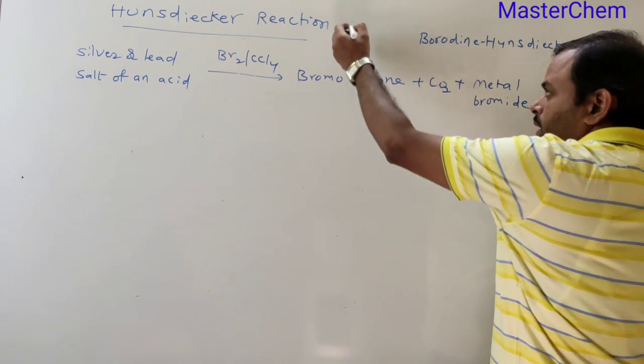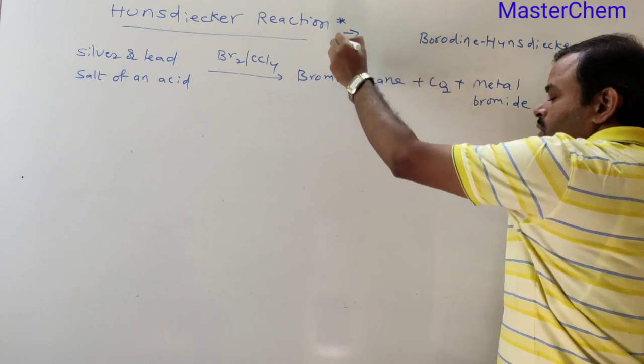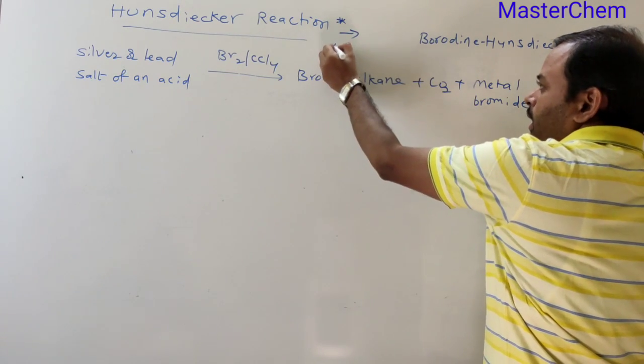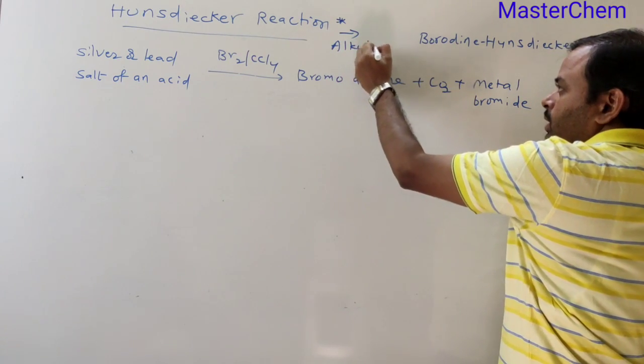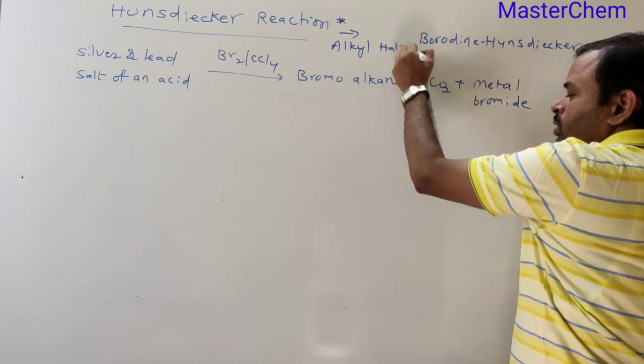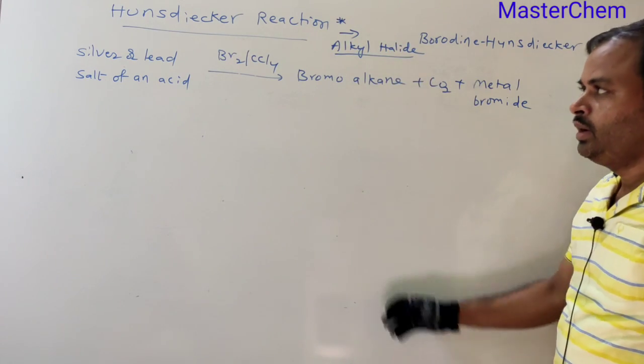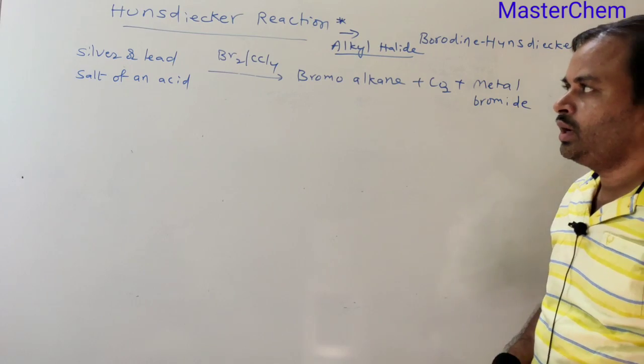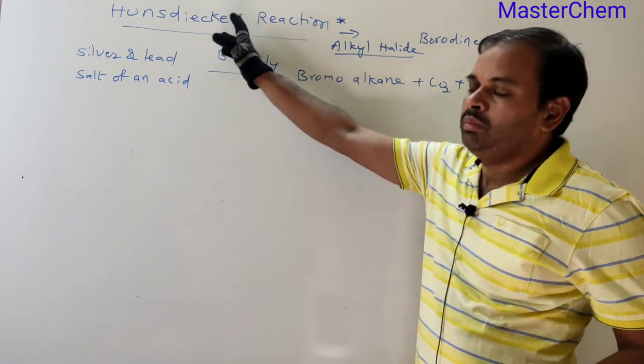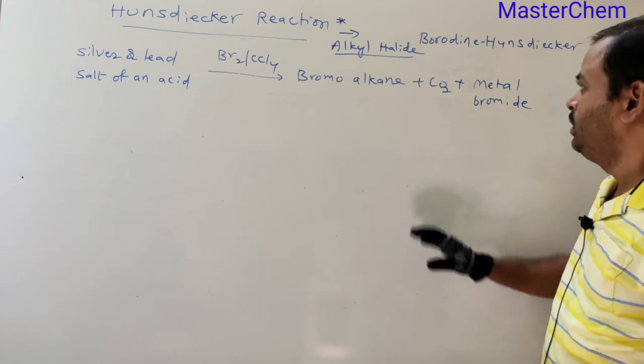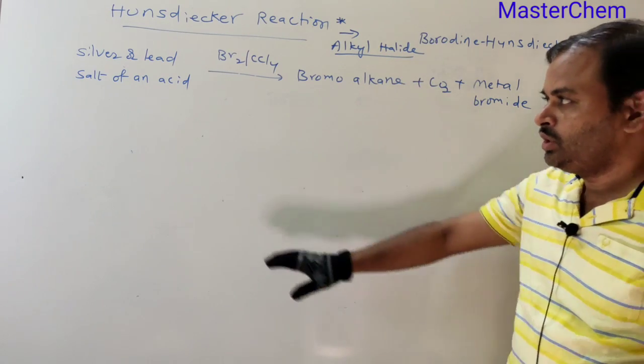Very important name reaction. This is used to prepare alkyl halides, most preferably alkyl bromides. Alkyl bromides we can prepare by using the Hunsdiecker reaction. So what is the Hunsdiecker reaction?